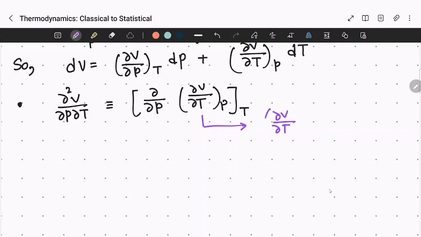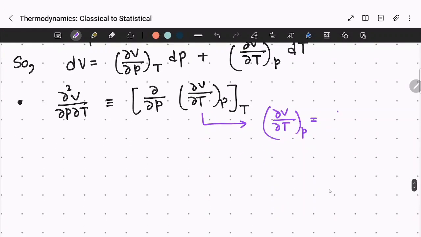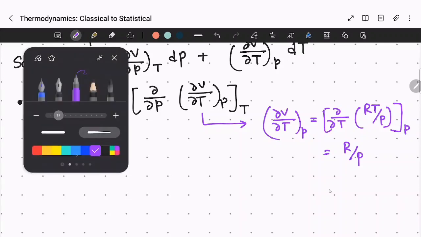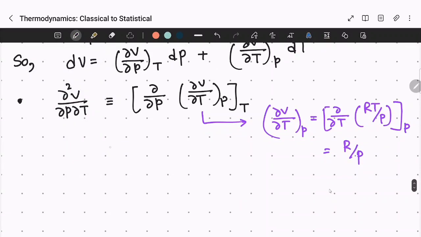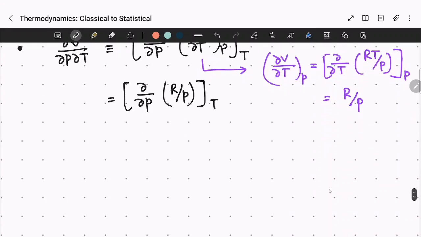Del V del T at constant P. What is del V del T at constant P here? V is RT by P, so it is del T of RT by P for a constant pressure process. So it's actually R by P. Now if you put it here, R by P, temperature, there is no temperature. So R is constant, it will be minus R by P square.